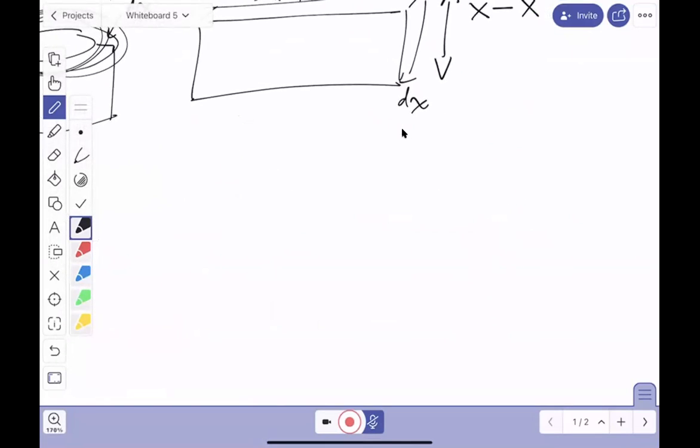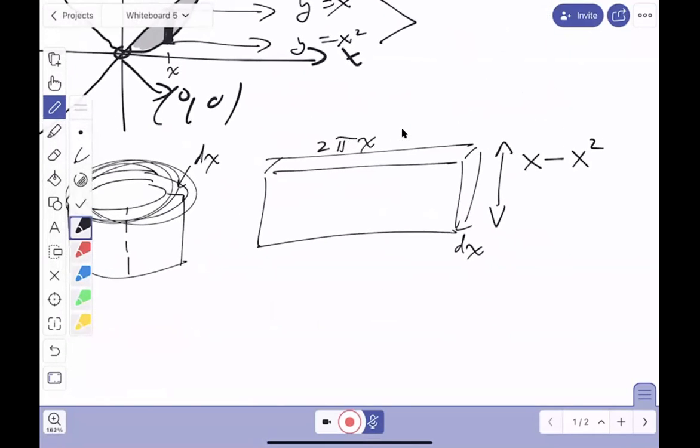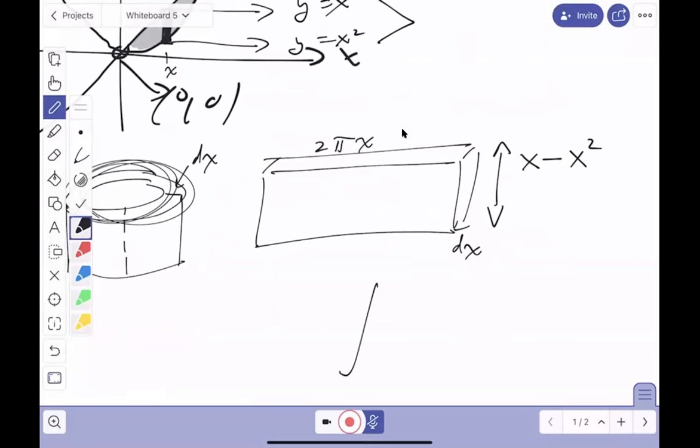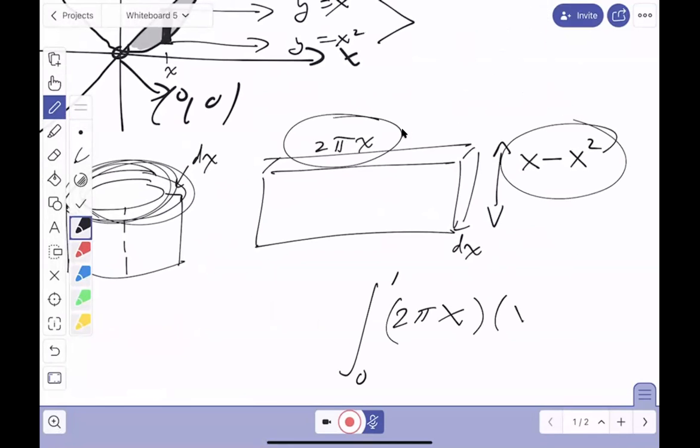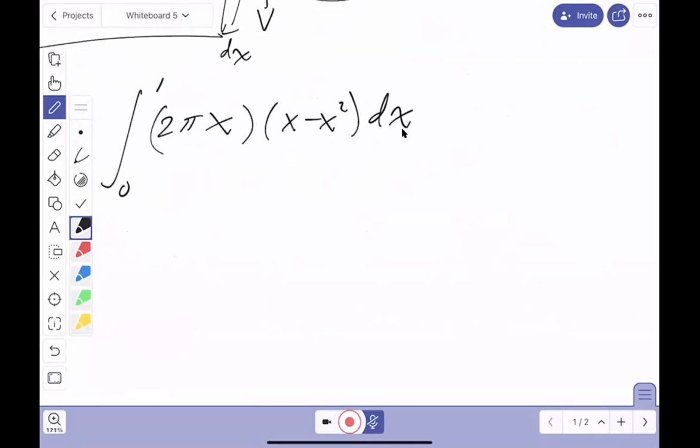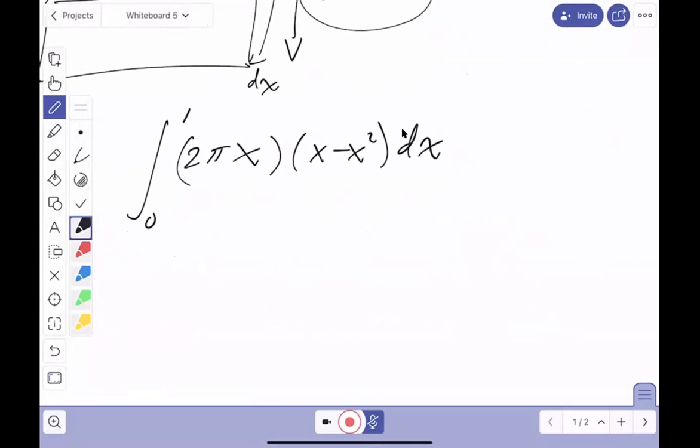I think I can write my integration down now, and my limits of integration are going to be from 0 to 1 along the x's. 2 pi x, that's this dimension, times this dimension, it's a box, by the way, times dx. All right, let's go ahead and integrate it. We'll get the answer. It's going to be really brief, not much to say about this. 2 pi, integral of x times x, which is x squared, minus x cubed dx.